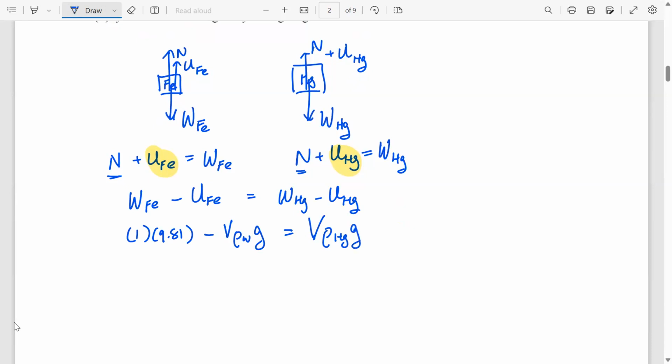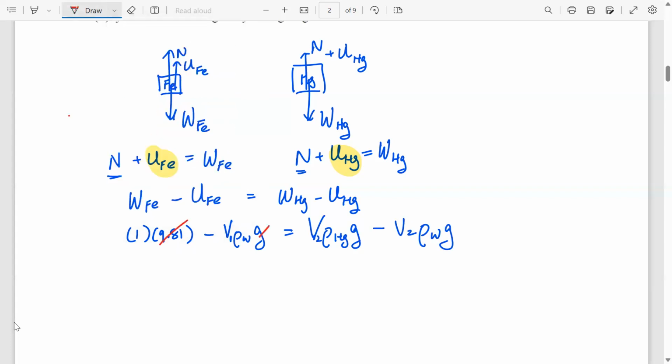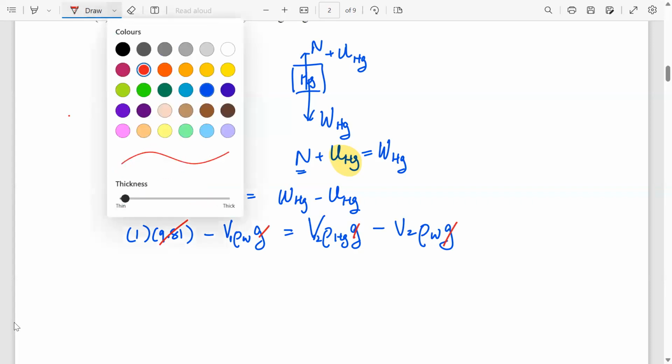Okay, this is actually mass. Volume times density is mass. Put this as V2, and this one as V1, minus V2, density of water, g. This is the upthrust on the mercury. Now, first thing, why I want to put it in this way is because I can cancel the g out, so I don't deal with so many decimals.